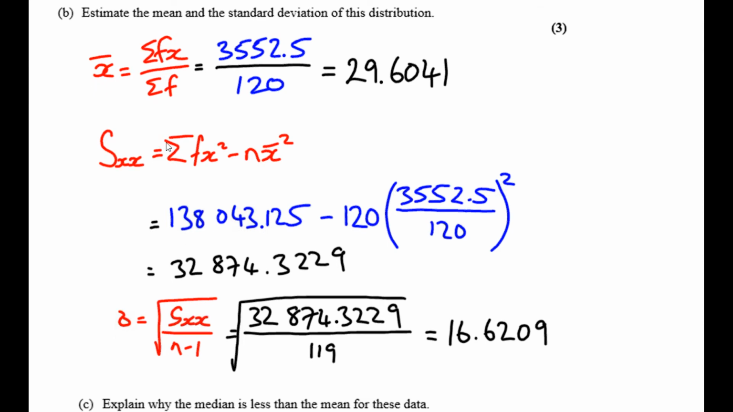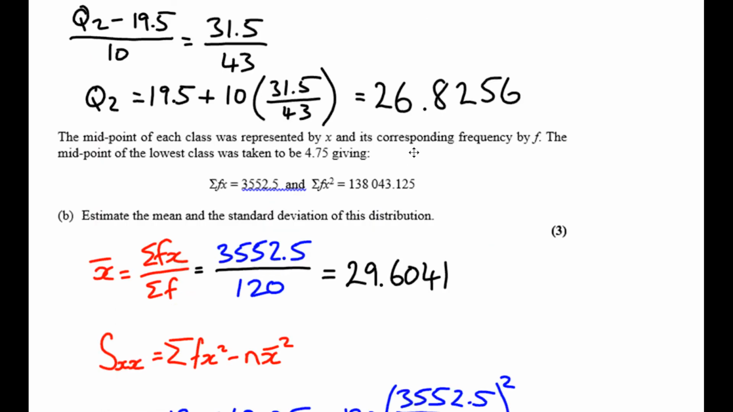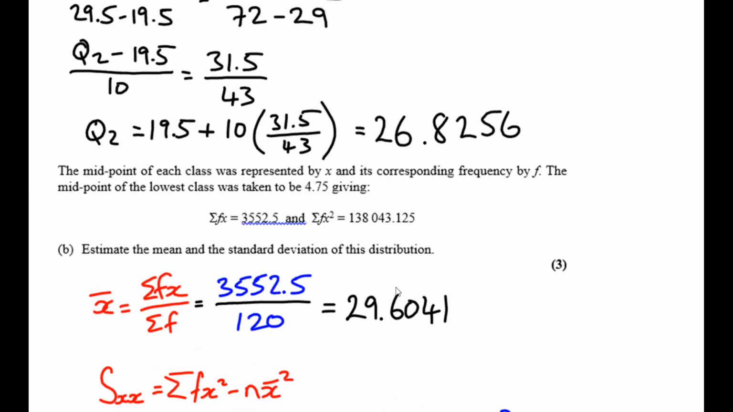Okay, so in part C, we're asked to explain why the median is less than the mean for this data. Well, our median, if we come back up here, was 26.8, whereas our mean was 29.6. Firstly, what type of skew is this? This is positive skew. Since the mean was larger than the median, we have positive skew.